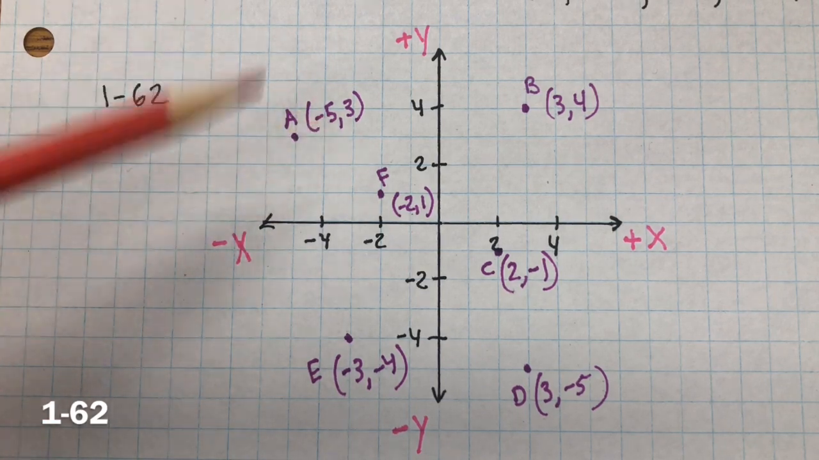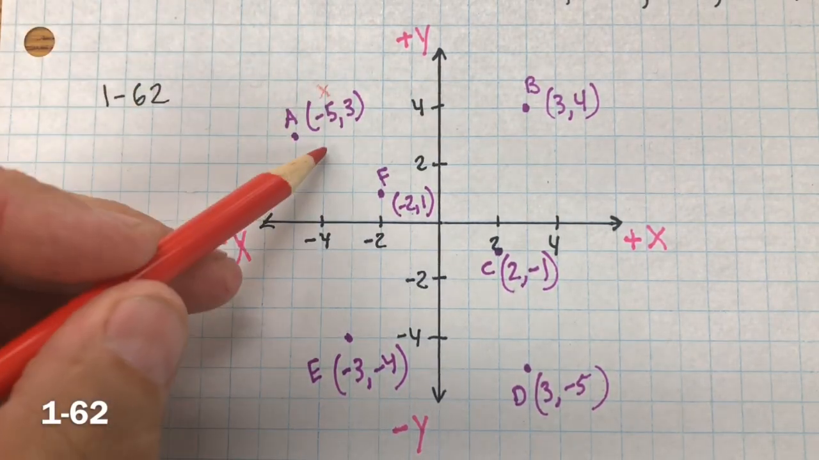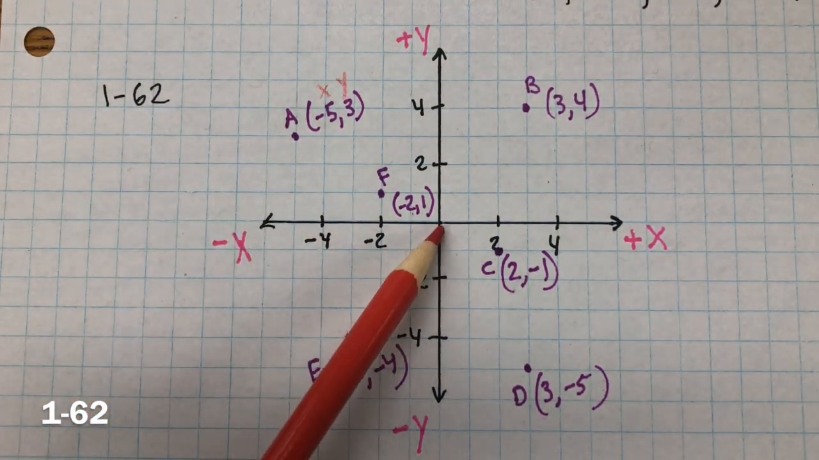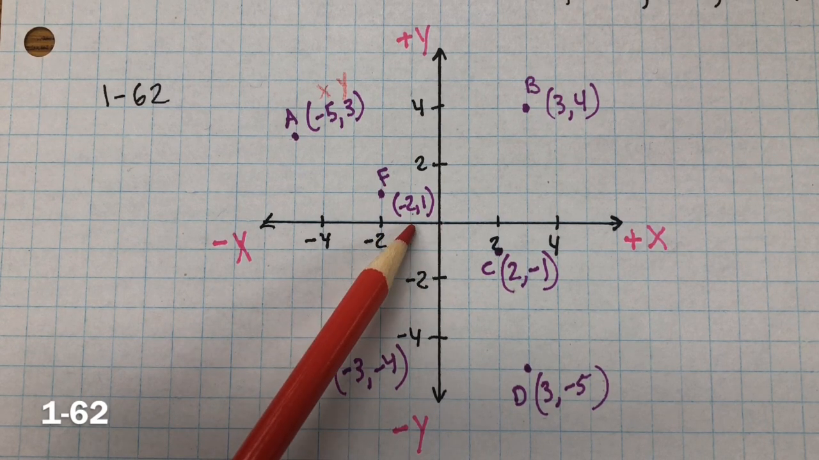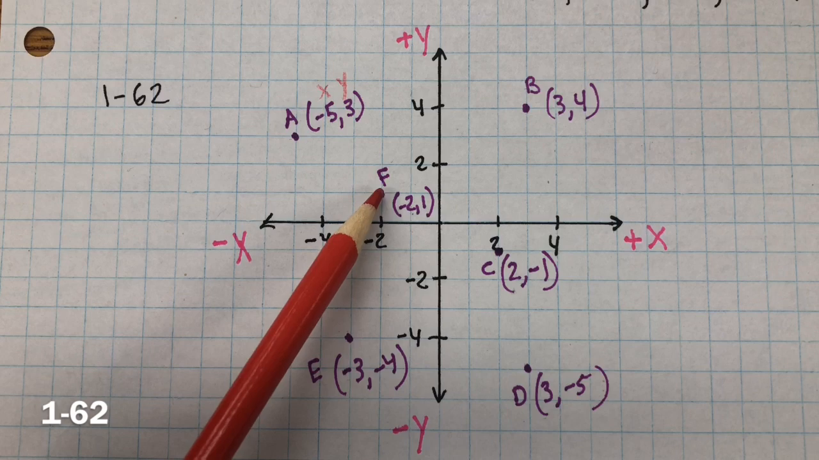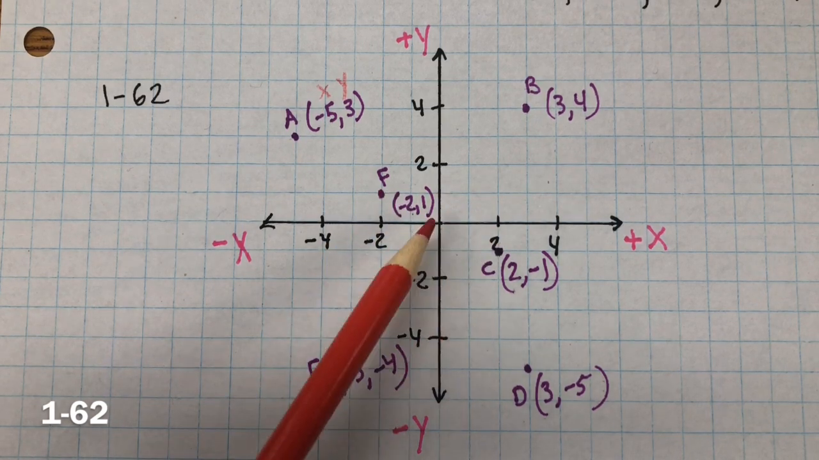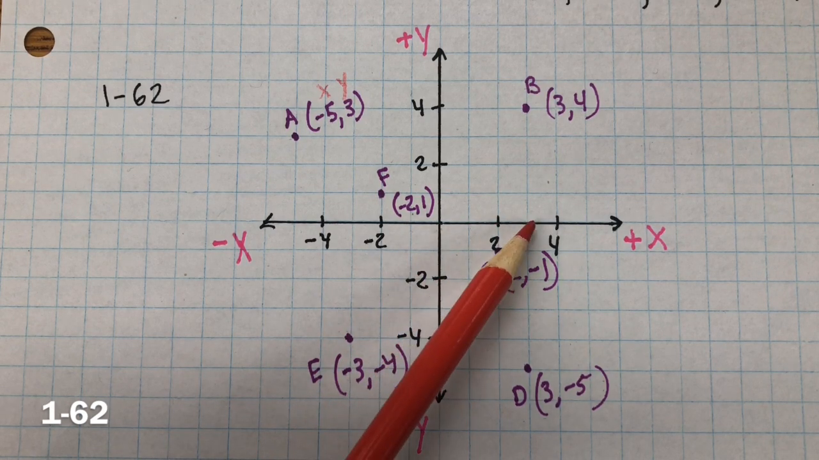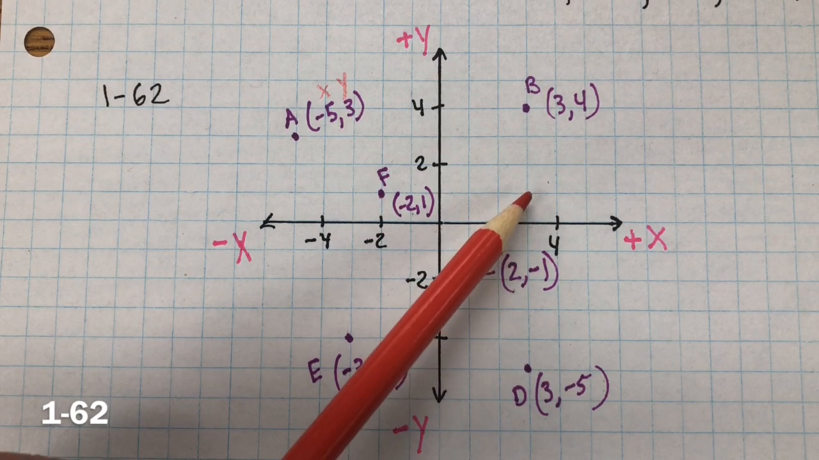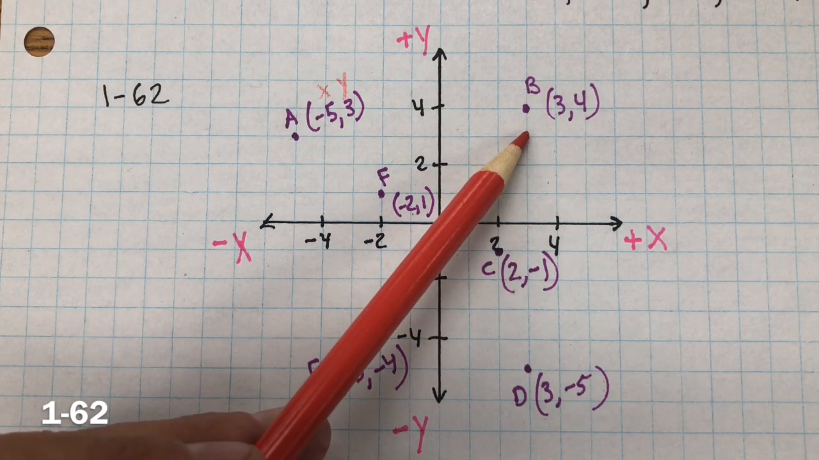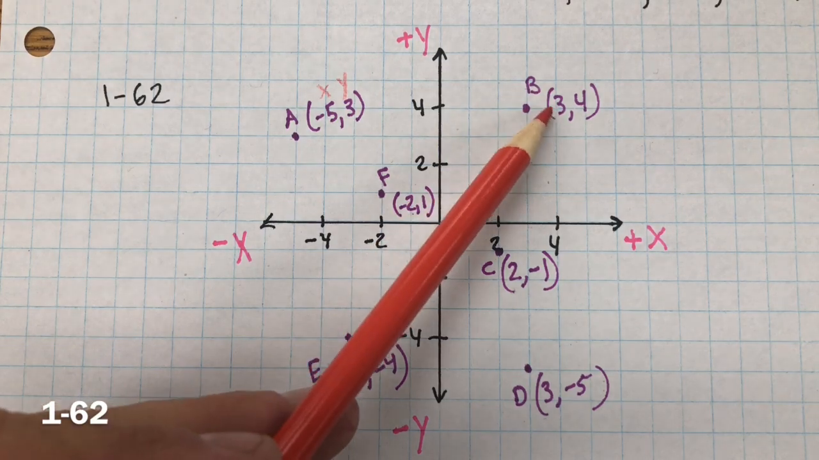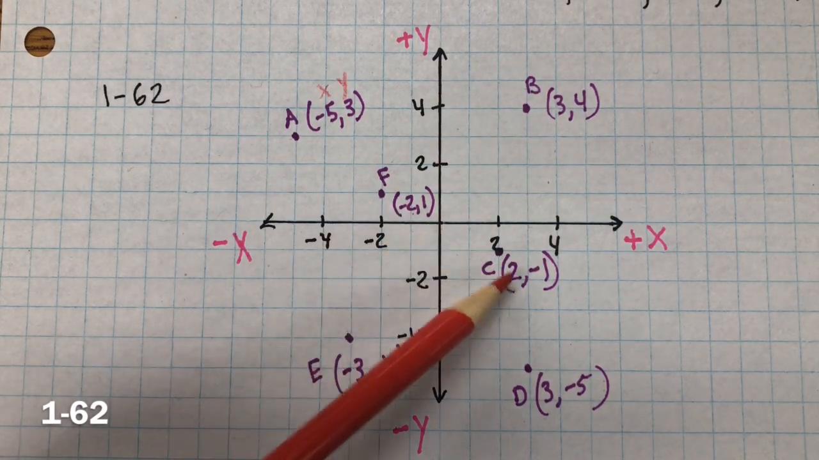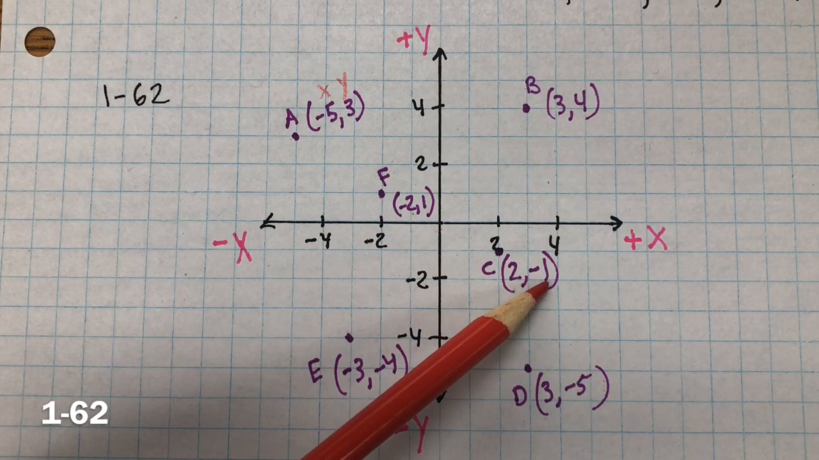So it's -5 on the x and +3 on the y. Let's do F: -1, -2 on the x, and +1 on the y. And one more, B is +1, +2, +3 on the x, and +1, +2, +3, +4 on the y. So the ordered pair for B is 3, 4. So the x term goes first, and then the y.